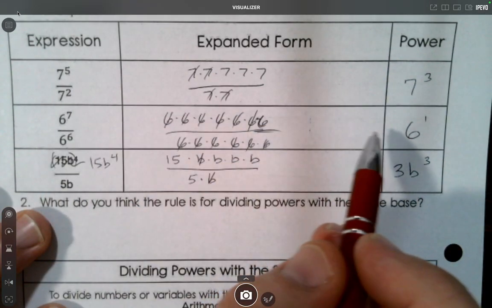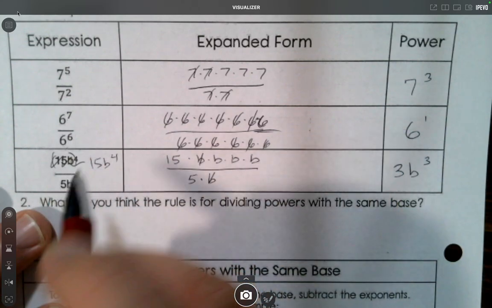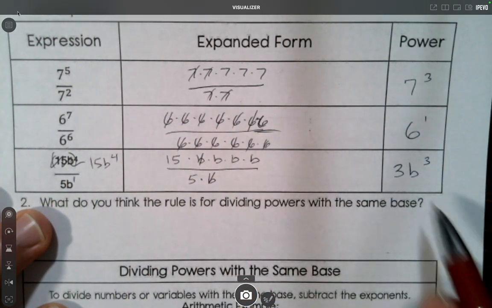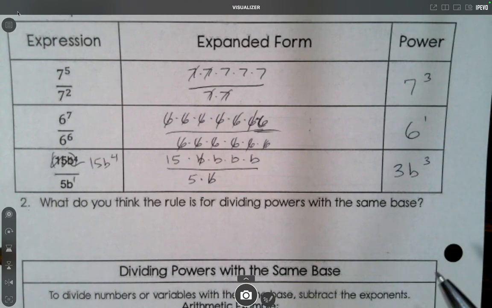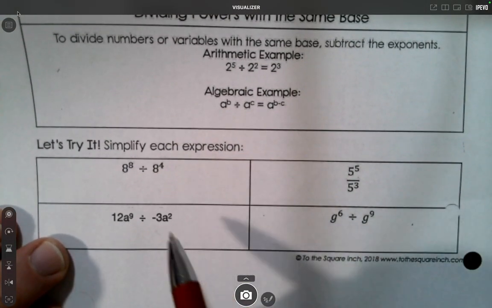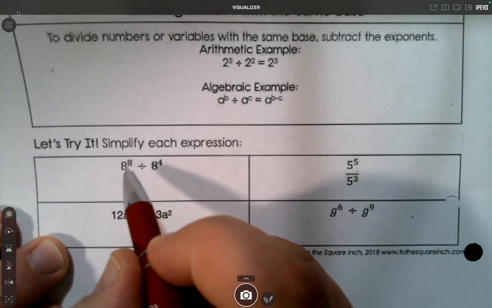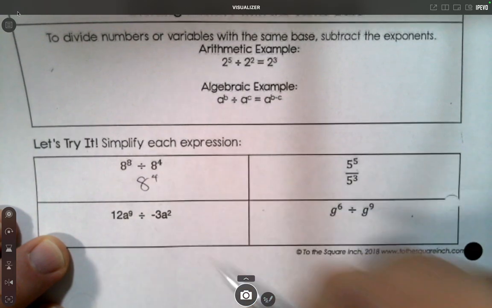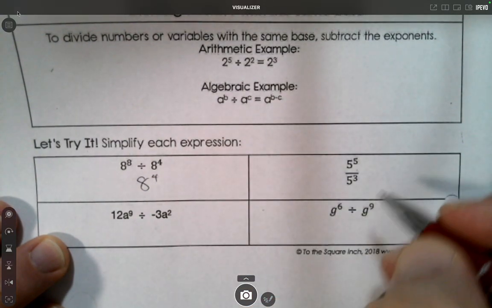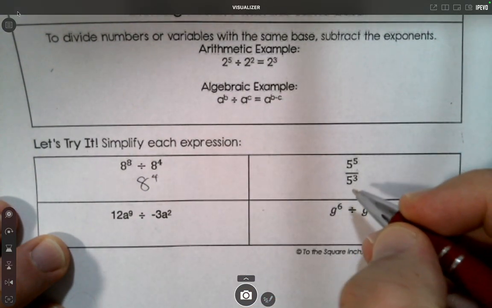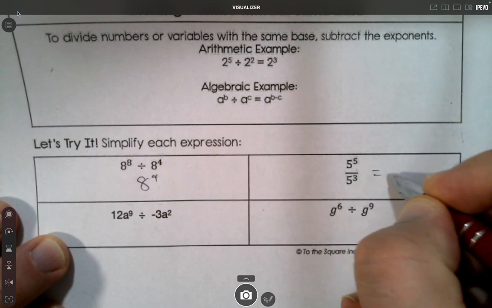So 5 minus 2 is 3. 7 minus 6 is 1. 4 minus the understood 1 right there is 3. Okay, 8 to the 8th divided by 8 to the 4th. Just do 8 minus 4. 5 to the 5th over 5 cubed. 5 minus 3 is 2.